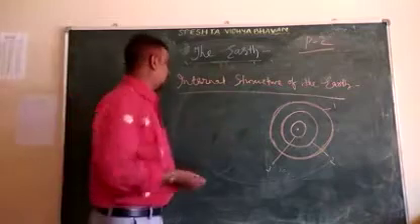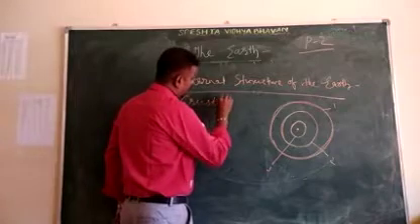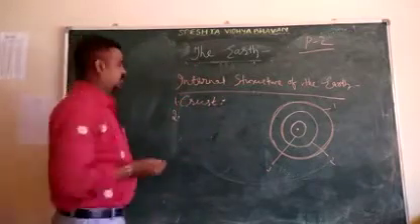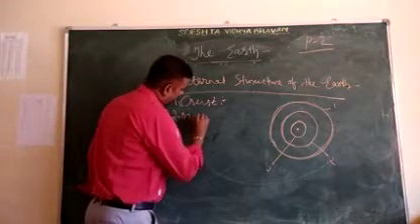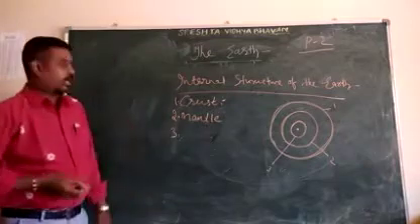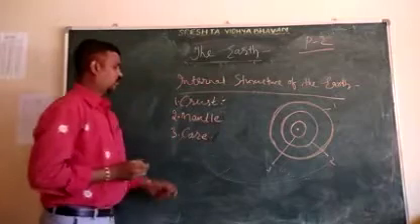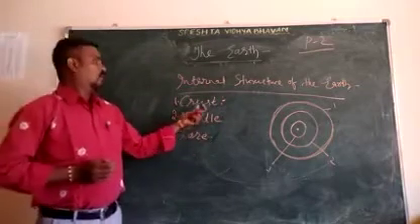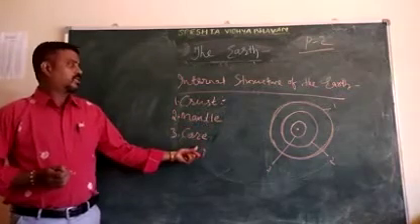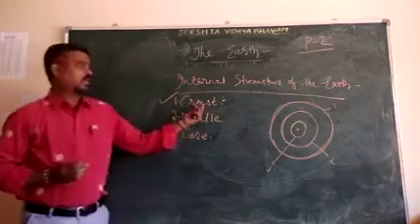The first one is crust. Second one is mantle. And third one is core. First one is crust, second one is mantle, and third one is core. So first of all, we shall discuss the crust.